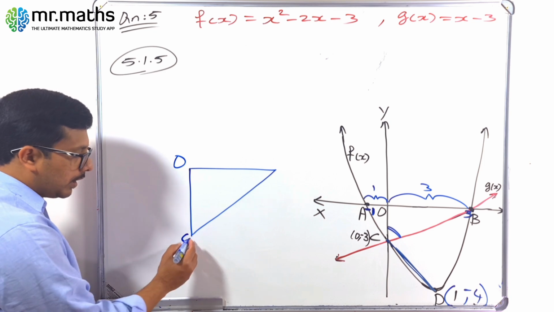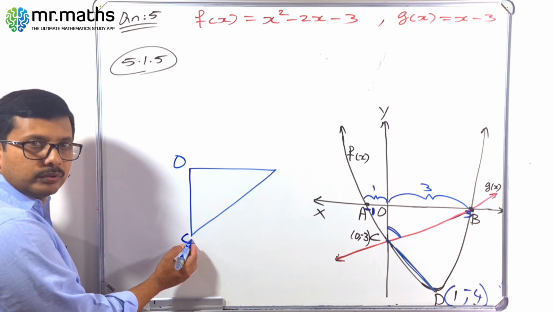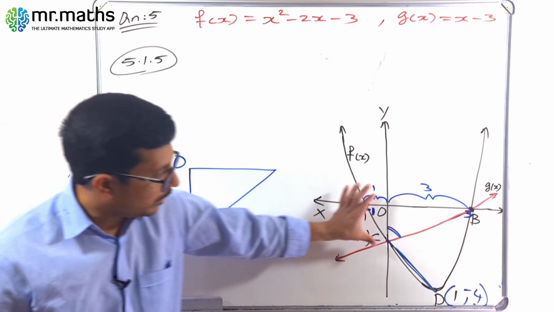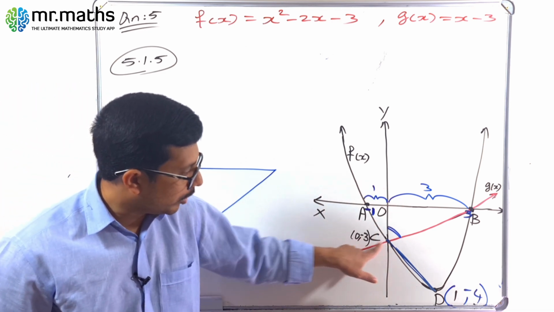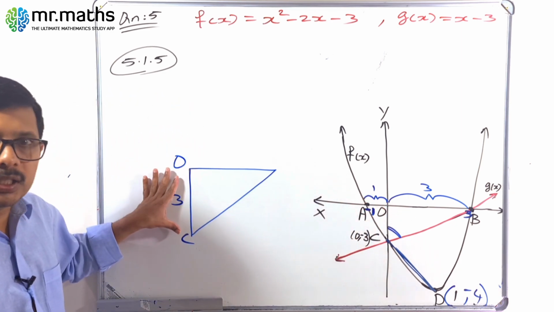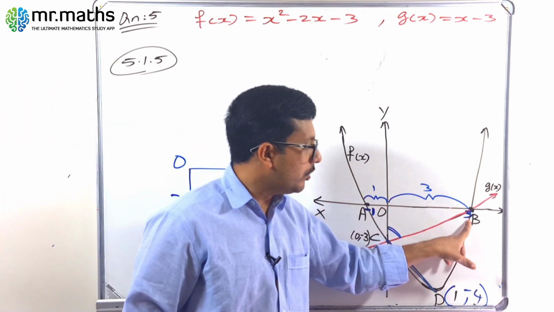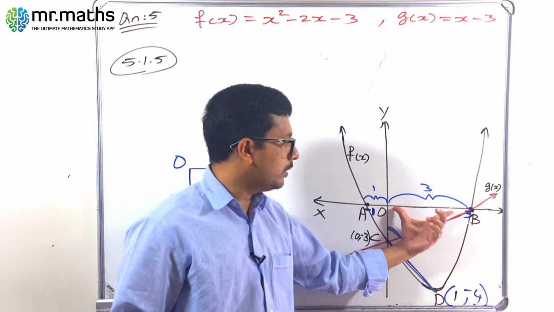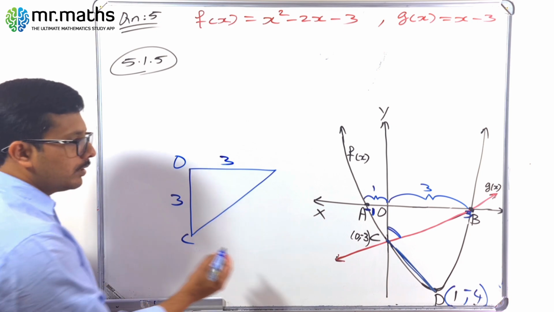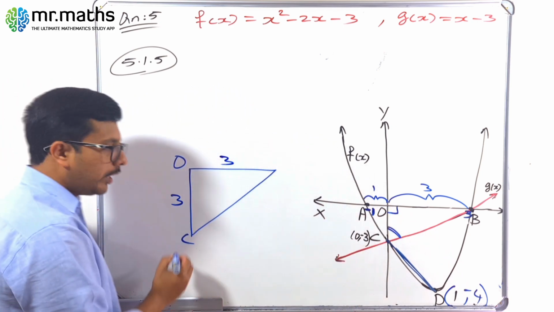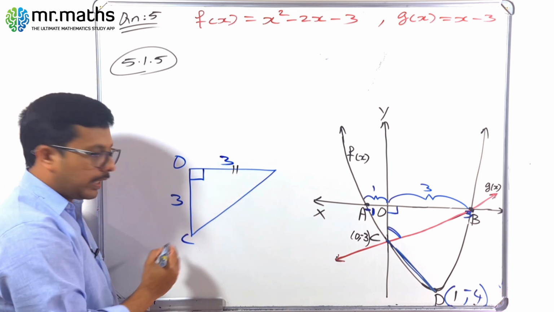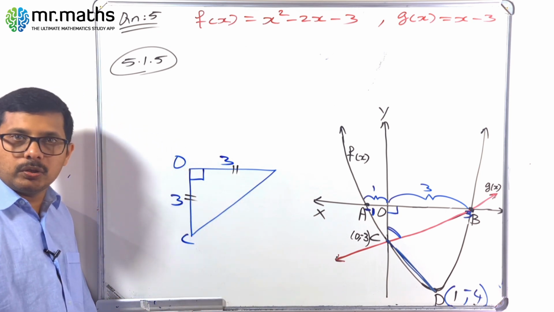And what is the y value here? -3. So it means that this distance is 3 units. The y value at this point is -3, so this distance is 3 units. Here the x value is 3, so this distance is 3 units. What is this angle? 90 degrees. So here you can see that this length and this length are equal.